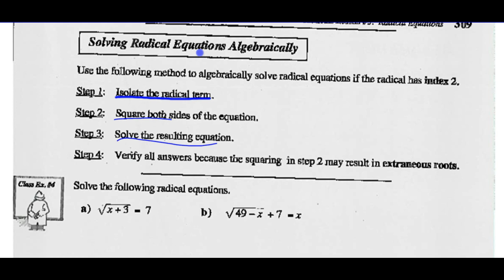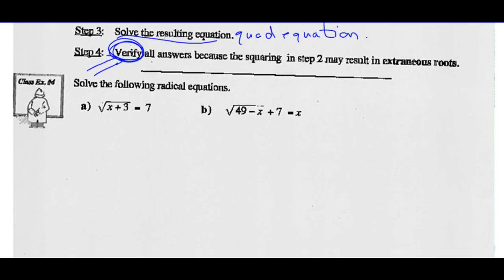Solve the resulting equation, which is going to be a quadratic equation. We're going to probably solve it by factoring, just like we've done the last couple examples. And then if you're solving it algebraically, you must verify every single solution you get and check for any extraneous roots. So solve the following radical equations.